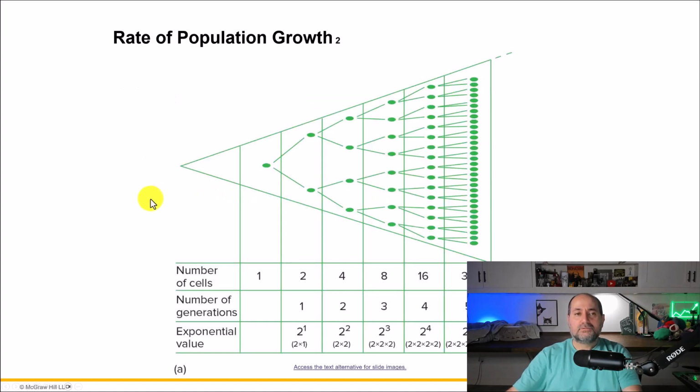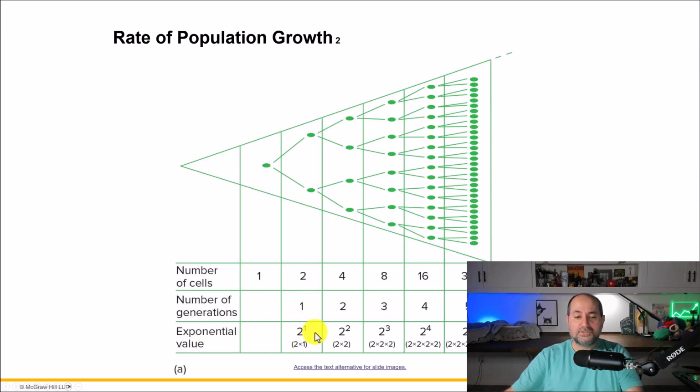Here you can see the rate of population growth starting with a single cell. After 1 generation, you have 2 cells. After 2 generations, you have 4 cells. After 4 generations, you have 8 cells. Notice that each time you have a generation, you double the number of cells from 1 to 2 to 4 to 8 to 16 to 32. In the second row, you can see the number of generations.